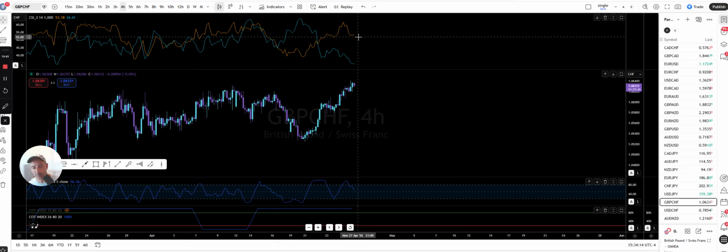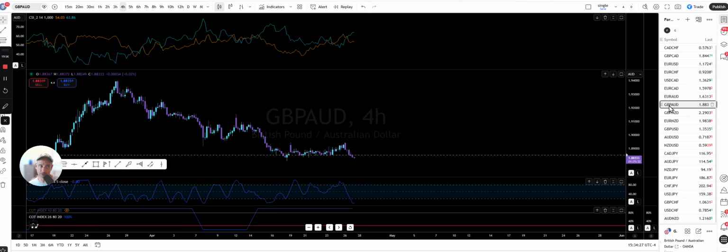So yeah, that's pretty much what we have. I had pound dollar and pound Aussie on my watch list from last night. We'll just look at those. Here's the pound Aussie. And this one, again, was a nice sell.